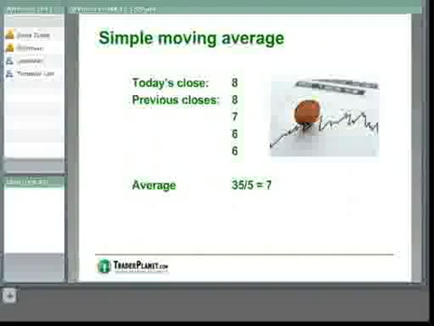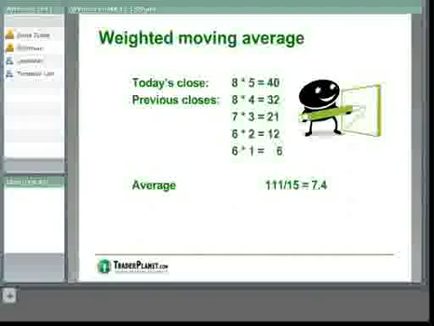When you add a weighted factor to the moving average, you put more weight on the most recent prices, assuming they are the most important for future direction. With 5 prices, the current price is multiplied by 5, yesterday's price by 4, the day before by 3. The least weight is on the price 5 days ago, as you can see on the screen. The sum of prices is divided by the sum of the multipliers to get a weighted moving average of 7.4 compared to 7 that we saw with the simple moving average.